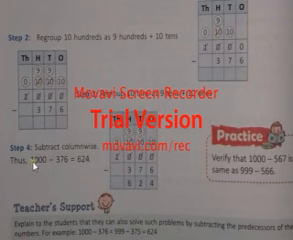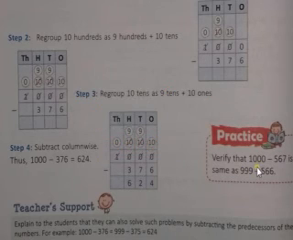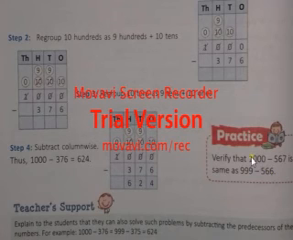Subtract column wise, thus 1000 minus 376 is 624. Verify: 1000 minus 376 is the same as 999 minus 375. Of course that will be right. Why? Because this is also one more, this is also one more. From one more is being subtracted, and from one less is being subtracted. So it will be right.